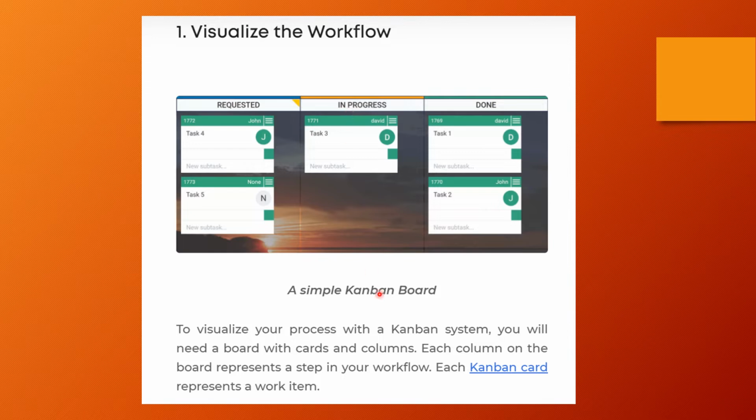What are the different steps involved? For software development, you might have requirement analysis, design, implementing, testing, deployment. That you can have, right? So each Kanban card represents a work item. In a software scenario, you can use a user story as a Kanban card, actually, right?